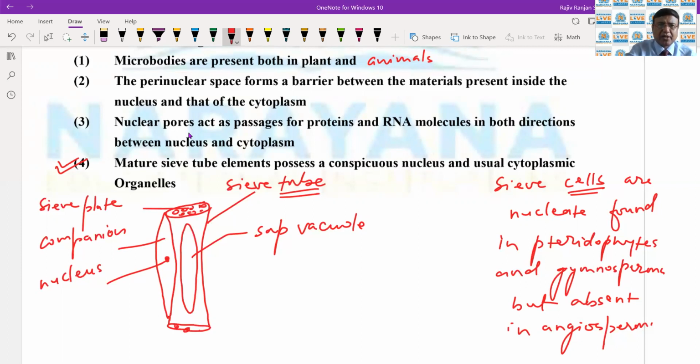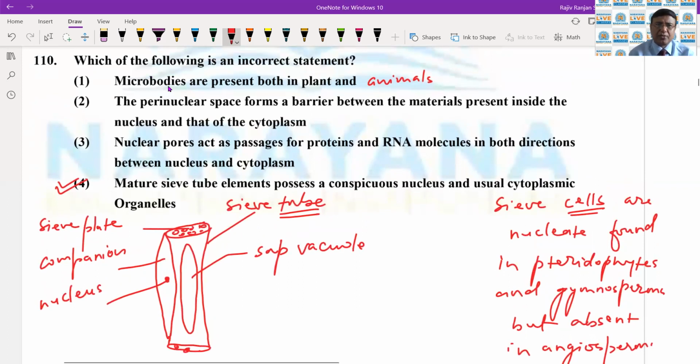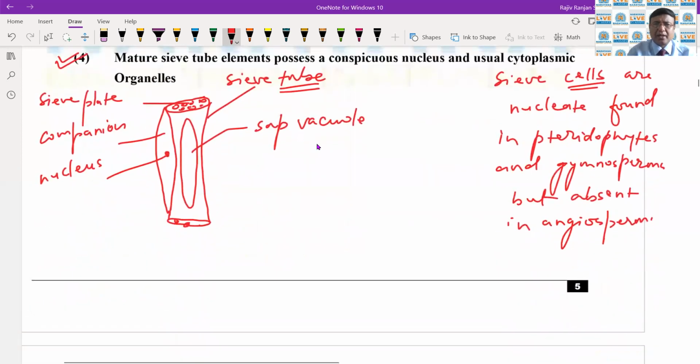On the other hand, microbodies like peroxisomes, lysosomes, glyoxysomes, etc. are present in plants and animals as well. Plants do not have the lysosome, but they have the peroxisomes and glyoxysomes, and animal cells have the peroxisomes and lysosomes. So they are present in both plants and animals. The perinuclear space forms a barrier between the materials present inside the nucleus and that of the cytoplasm. In a nucleus, the space in between the two nuclear membranes is called perinuclear space.